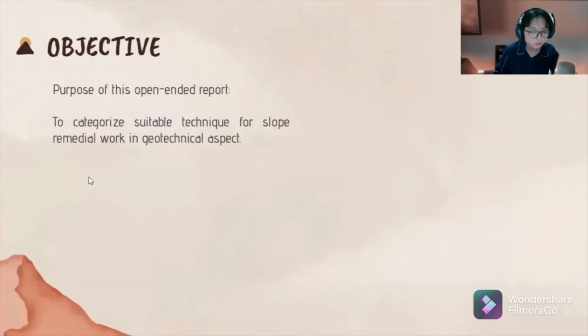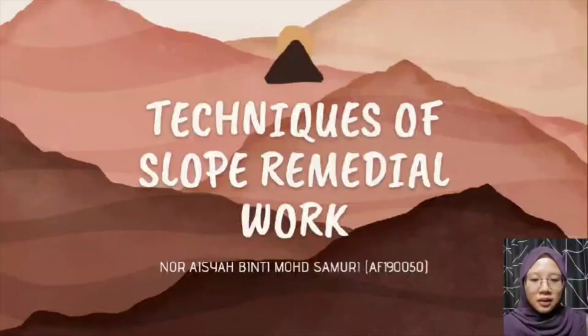The purpose of this project is to categorize suitable techniques for slope remedial work in the geotechnical aspect, which will be answered in the subtopic proposed technique of slope stability with its application and long-term stability. Next, I will explain about the techniques of slope remedial work.